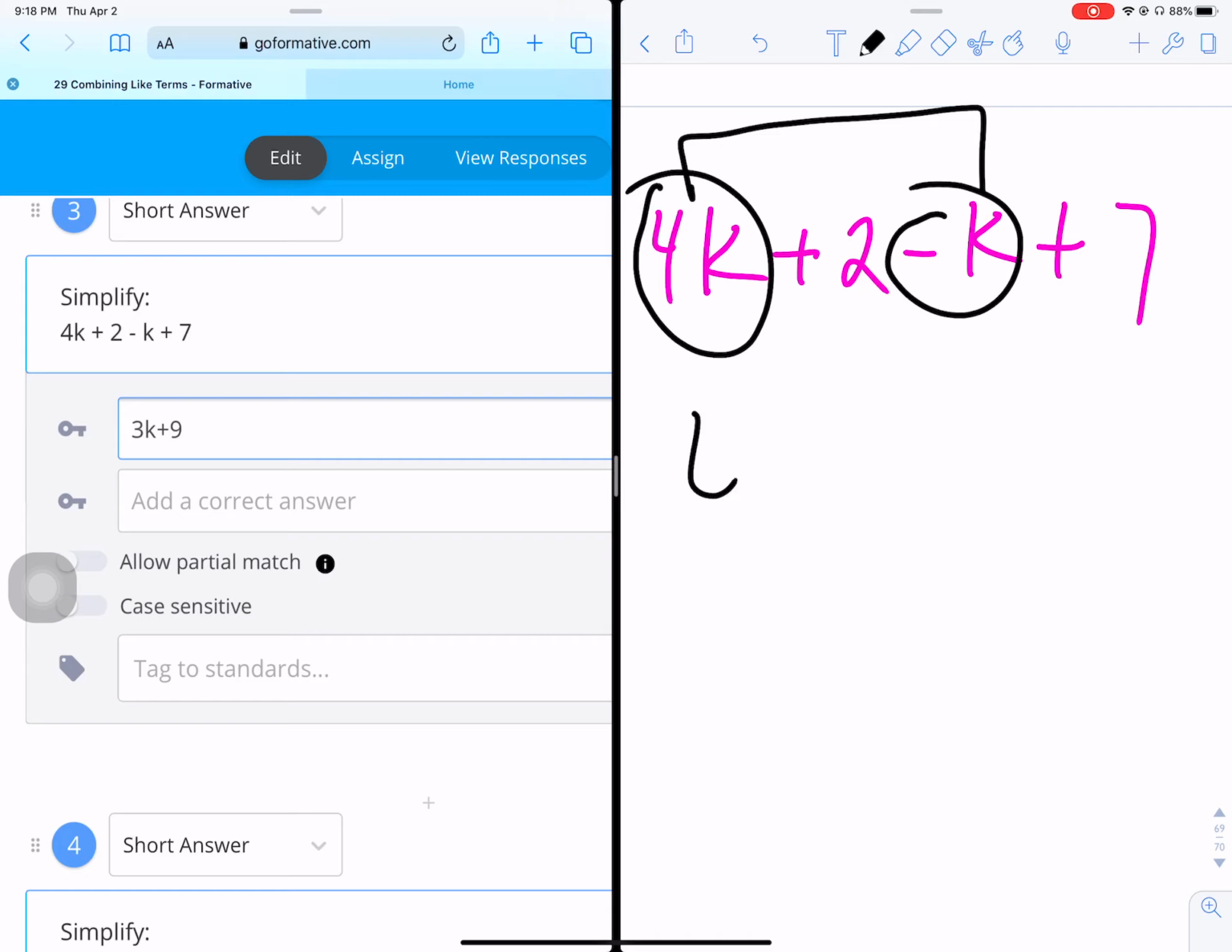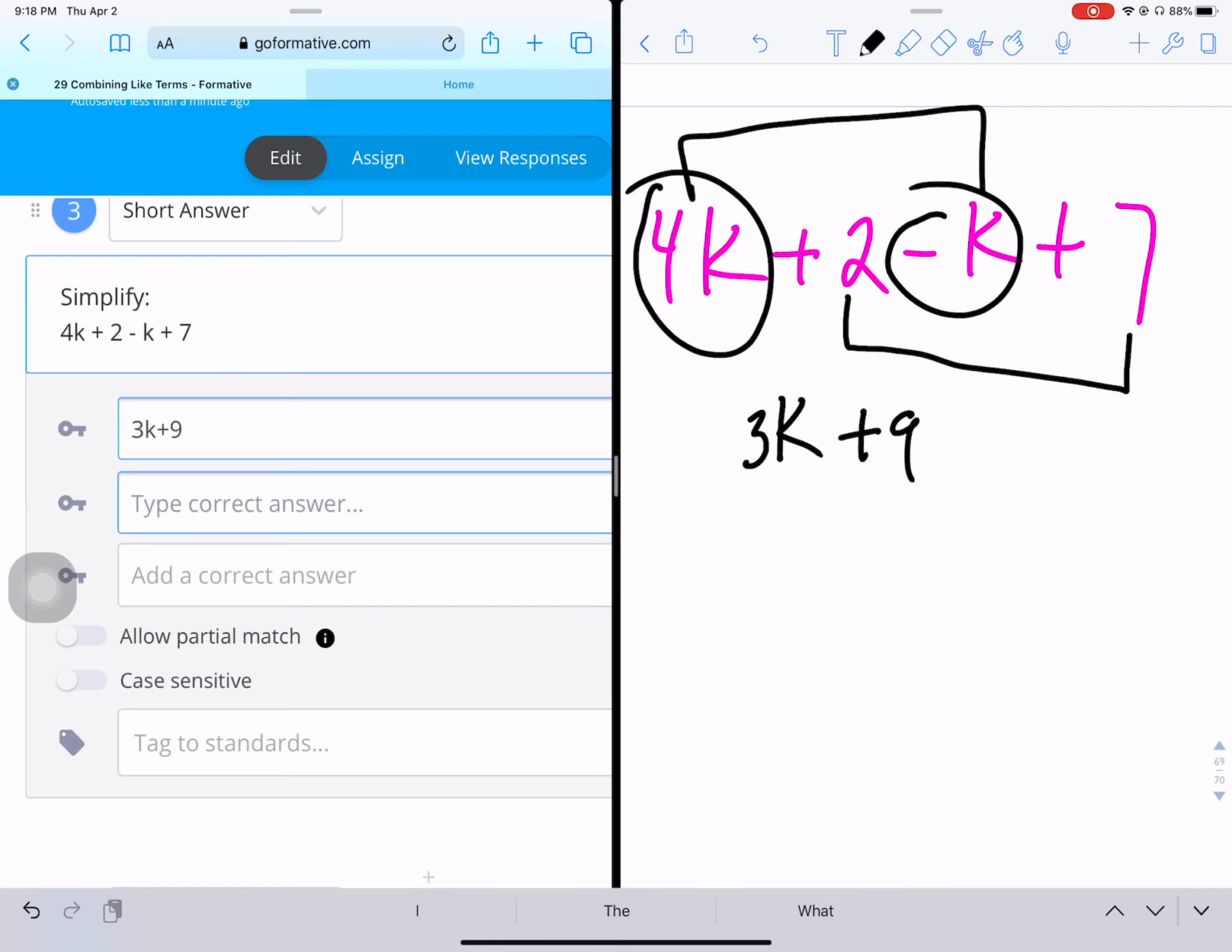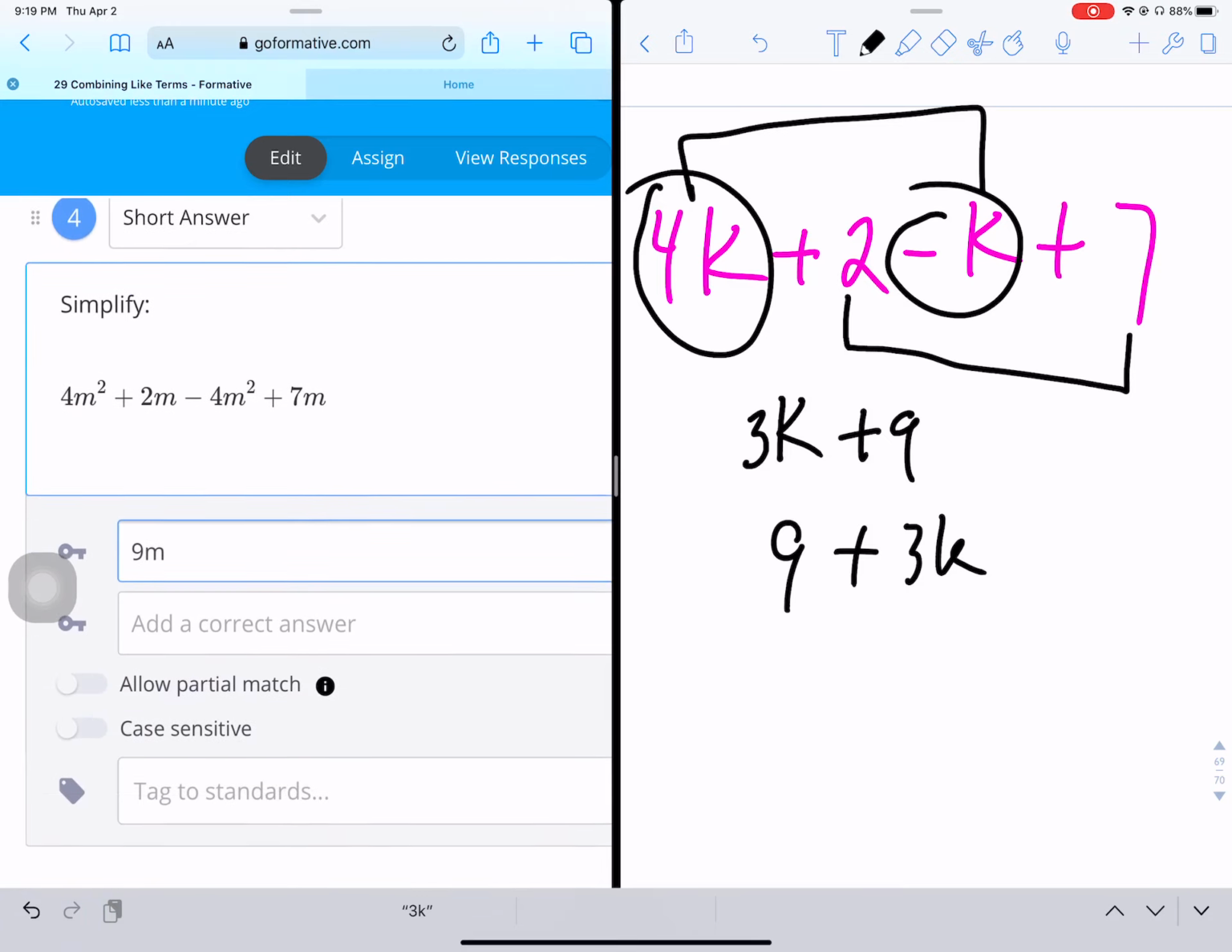So 4Ks take away a K is 3Ks. And then what is 2 plus 7? It's 9. So we can see our answer is there. Also an acceptable answer, and I'll write it in here, is the same answer, just written the other way. It's not wrong to go 9 plus 3K. It's the same. That's like saying, what's 2 plus 4? It's 6. Okay, so what's 4 plus 2? It's 6. So it's the same thing, flipping those around. All right, moving on.